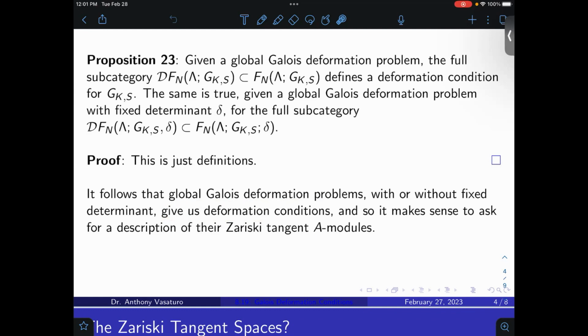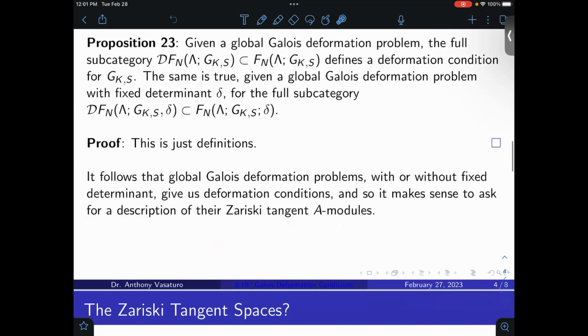Okay, well then it makes sense to ask for a description of their Zariski tangent A-modules. Okay, and that'll give us some kind of cohomology to work with.